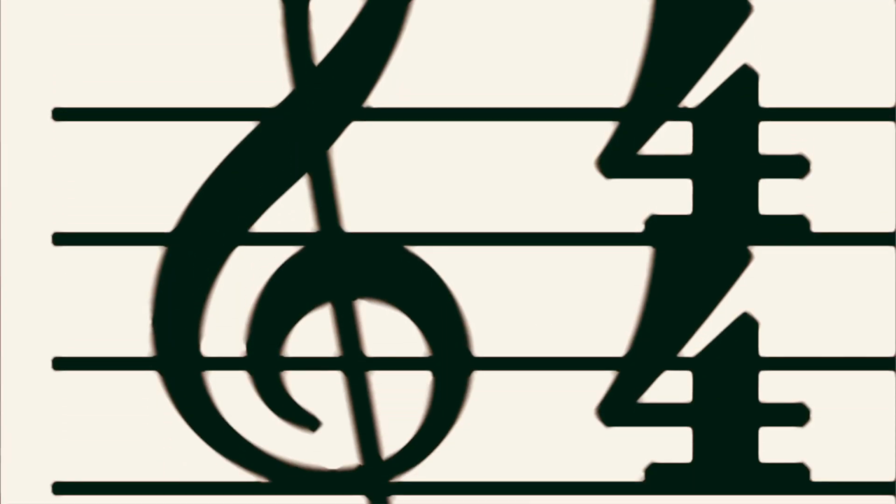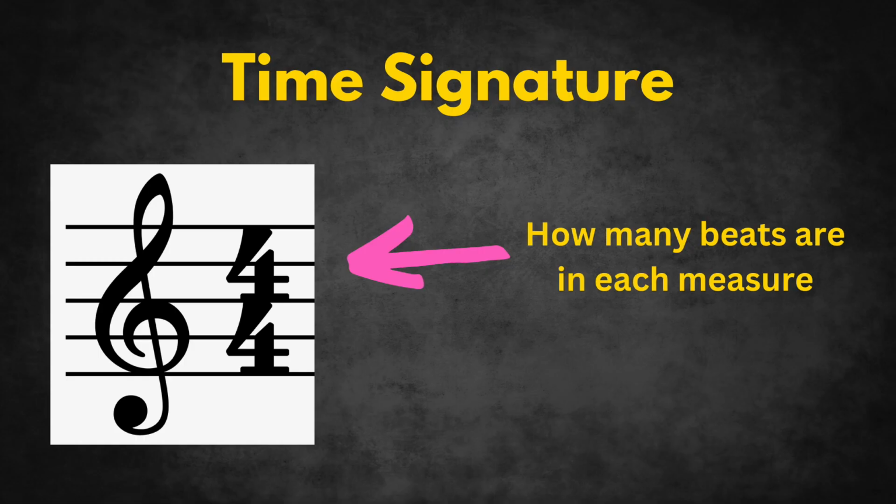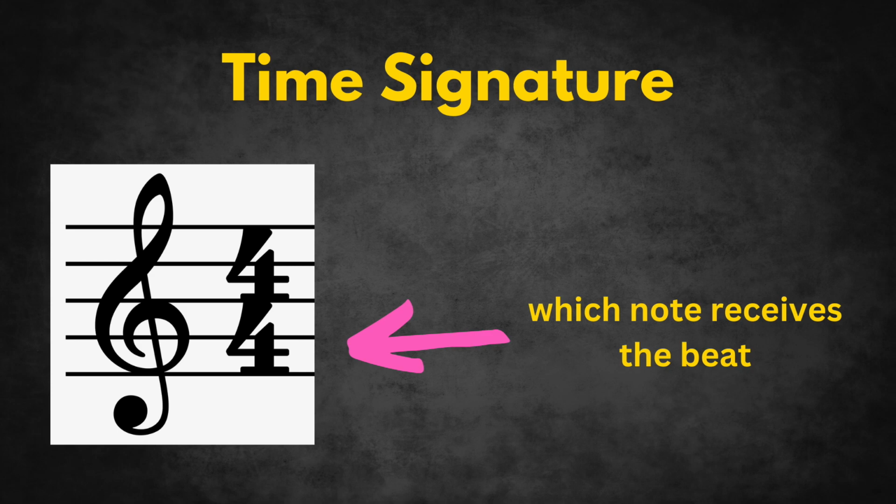Now let's talk about the time signature. It tells you how many beats are in each measure and which note receives the beat. This information is very important for understanding the rhythm of the music when you learn a piece.